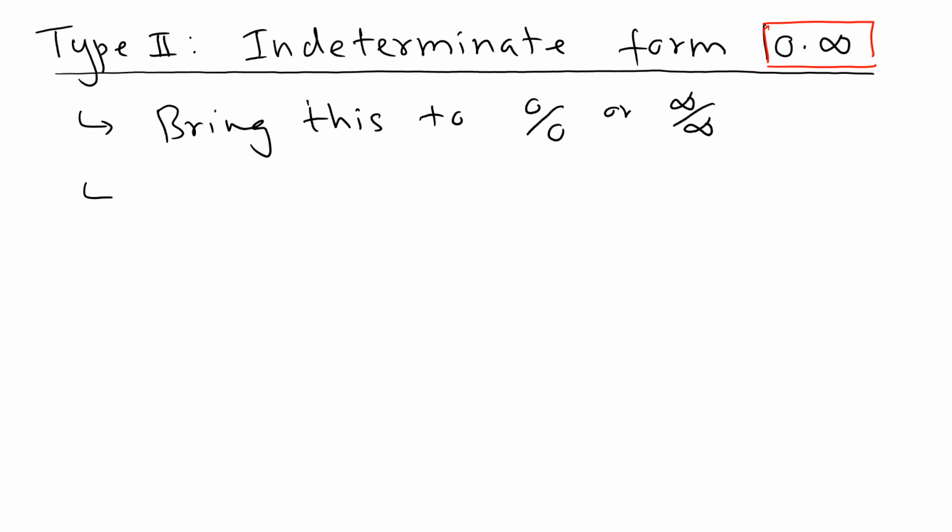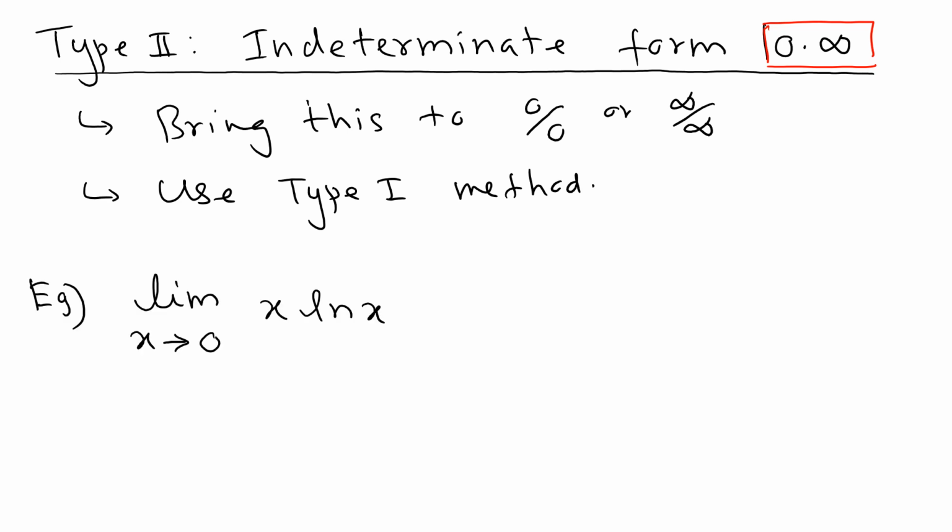After we bring it to that, then it's a type 1. So that means use the type 1 method after that. Okay, so let's look at a problem. Let's say the limit when x goes to 0 of x times ln x. If we have this problem, actually this problem doesn't have a meaning, because when x goes to 0, the limit of ln x doesn't exist, because a log is not defined for negative values. So what we can do is make it 0 plus. So now this is all right. This is a good problem.